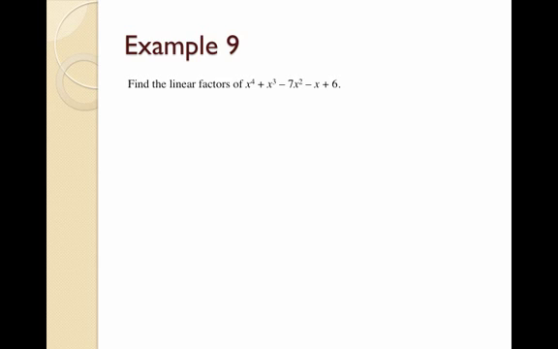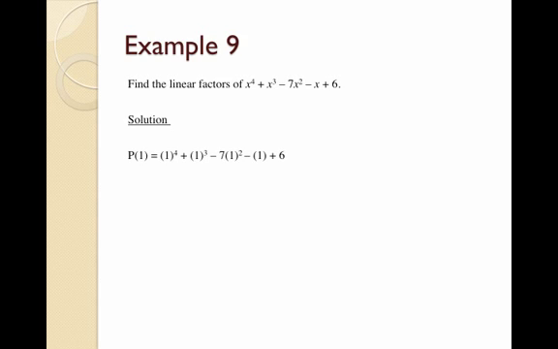We are asked to find the linear factors of x to the power of 4 plus x cubed minus 7x squared minus x plus 6. The fact that this polynomial is of degree 4 means that when we find a factor and divide by it, we will be given a quotient that is 1 degree less. This means that our quotient will be of degree 3. Having a cubic to factorize is quite hard, so I'm going to find a couple of factors first and see if that helps. I start with p of 1.